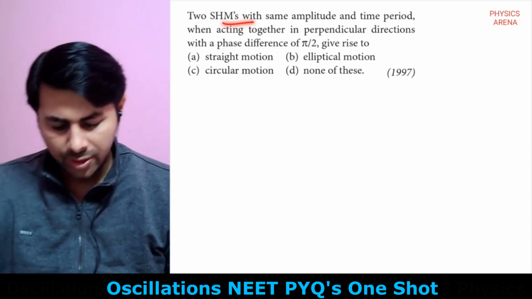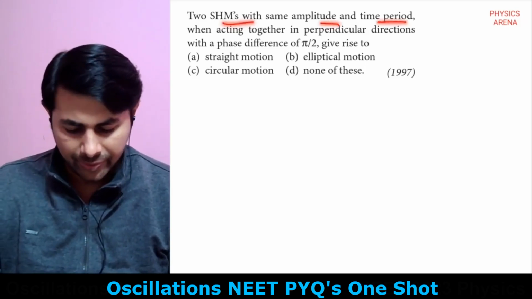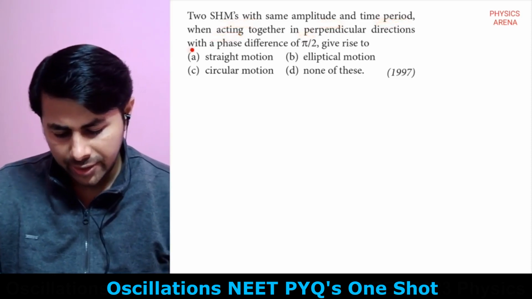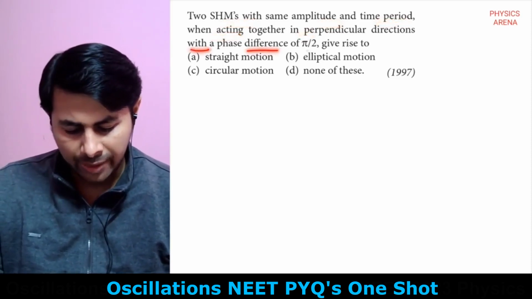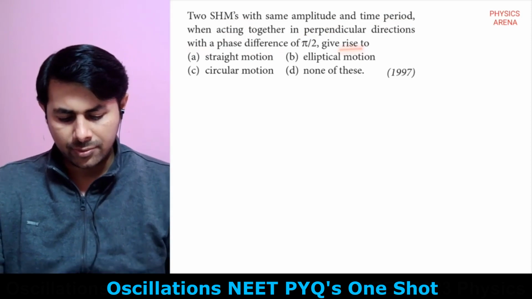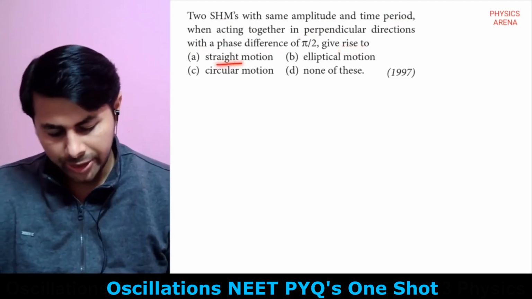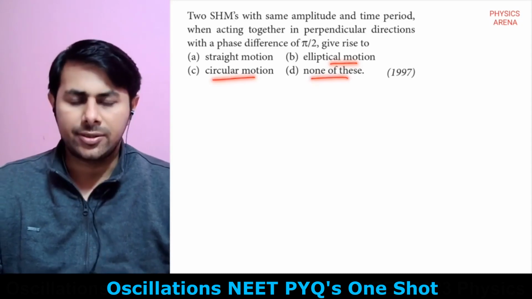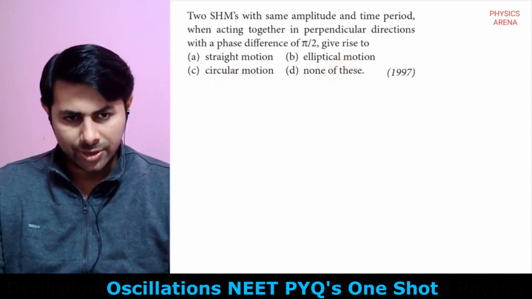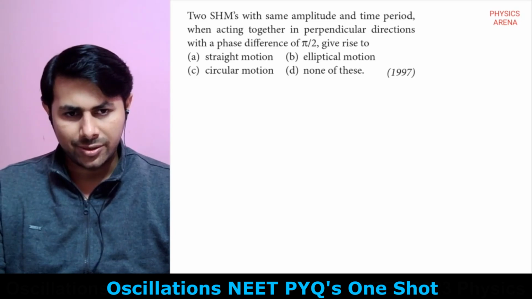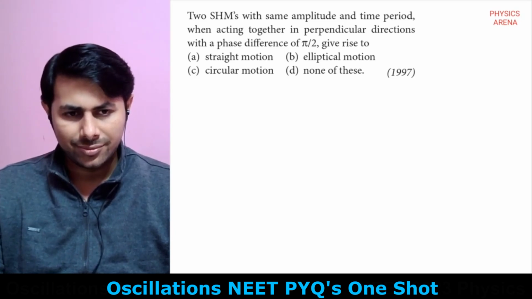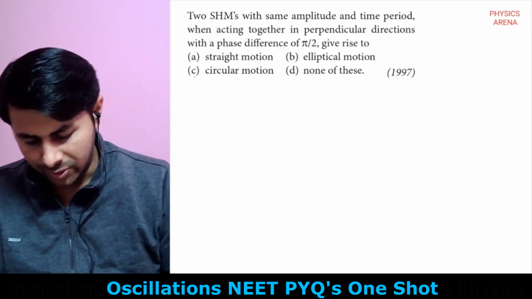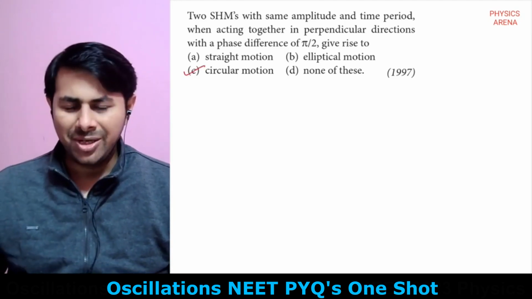Two SHMs with the same amplitude and time period, when acting together in perpendicular directions with a phase difference of pi by 2, give rise to: straight motion, elliptical motion, circular motion, or none of these. Option C, circular motion. Let's start. Can you tell me how?